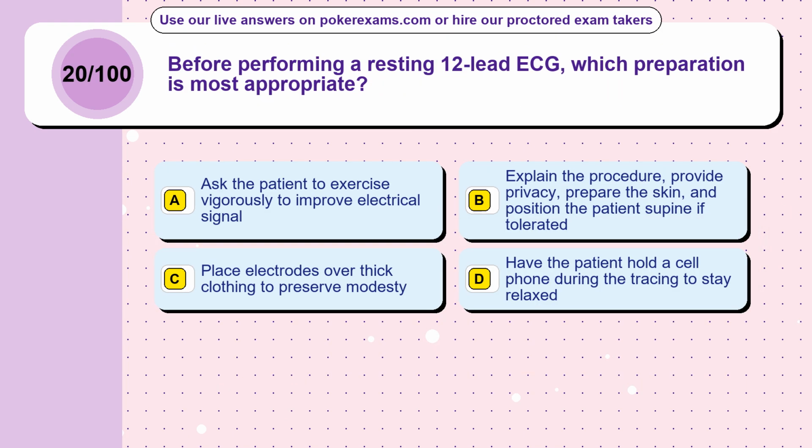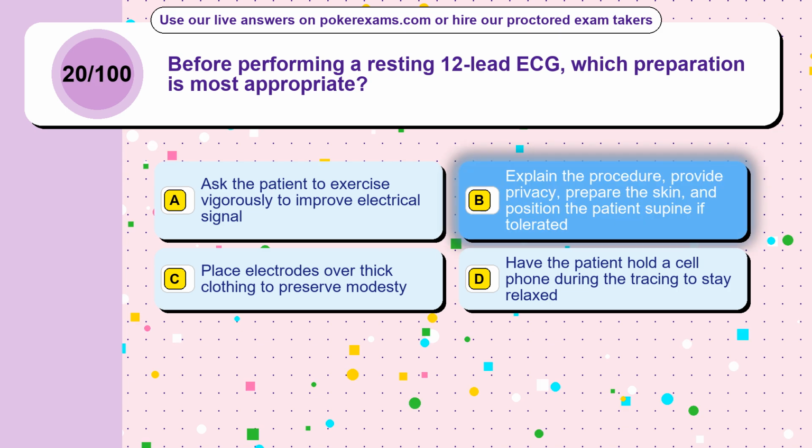Before performing a resting 12-lead ECG, which preparation is most appropriate? Option A. Ask the patient to exercise vigorously to improve electrical signal. Option B. Explain the procedure, provide privacy, prepare the skin, and position the patient supine if tolerated. Option C. Place electrodes over thick clothing to preserve modesty. Option D. Have the patient hold a cell phone during the tracing to stay relaxed.